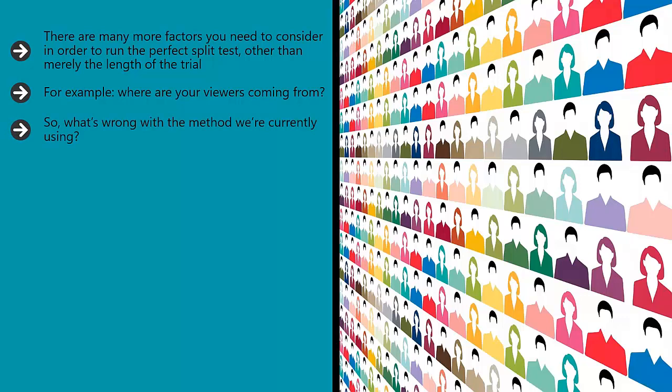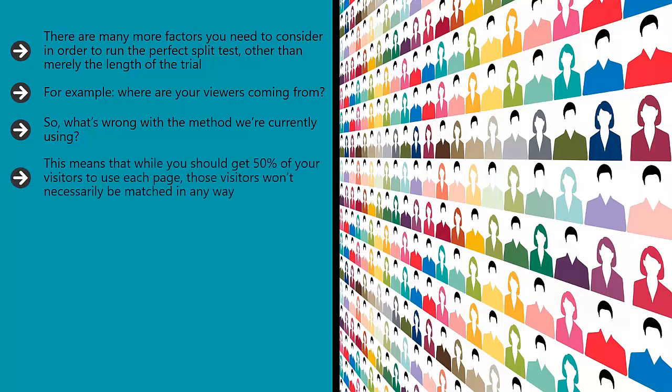So, what's wrong with the method we're currently using? Well, if you use the redirect method described earlier in this training, then you'll essentially be sending visitors to one of two websites based on completely random chance. It's effectively a coin toss. This means that while you should get 50% of your visitors to use each page, those visitors won't necessarily be matched in any way. Pure chance might mean that everyone from Asia ends up on one version of your website, while everyone from the US ends up on another. This can skew your results again, owing to cultural differences.